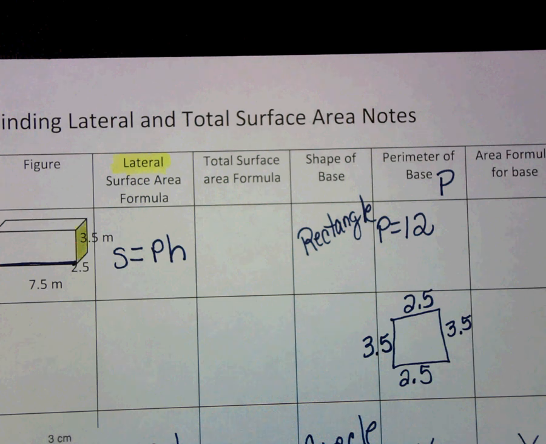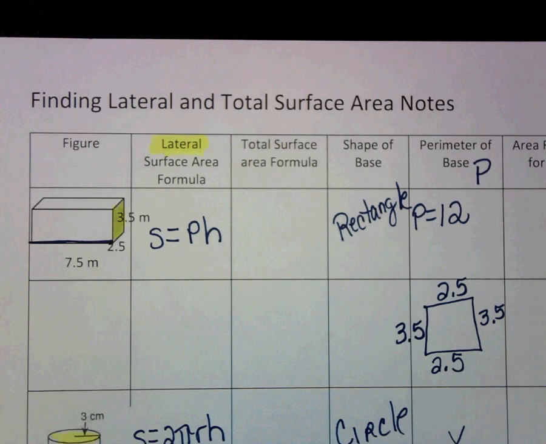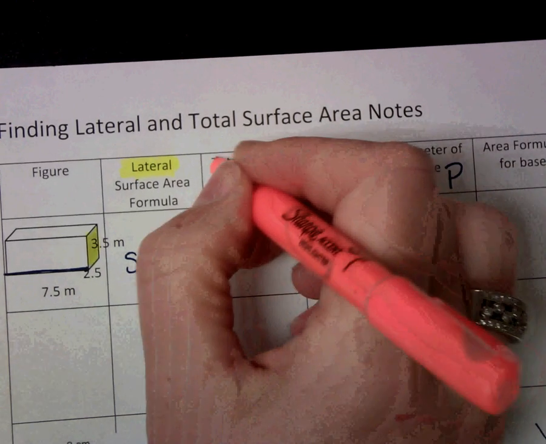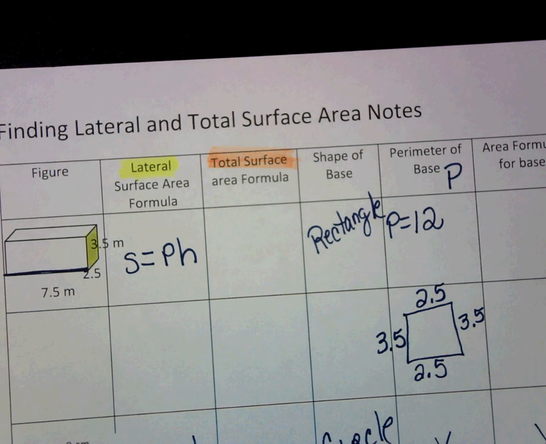Okay, in our last lesson, we worked through this chart and we looked at how to find the lateral surface area. Remember, lateral surface area is just the faces of our shape, and it does not include our bases. And so now I want us to look at total surface area. And we've already done a lot of the work, so this is going to be really nice and easy.